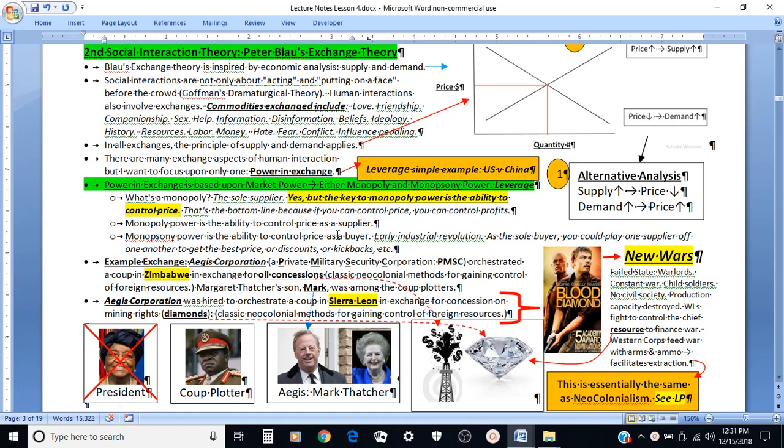So if you're the sole buyer, you can have a lot of influence in determining price. You can play one provider off of another to get a better deal. You can say, we'll give you a contract. If you give us, we'll give you the whole shebang contract, if you supply at this price.